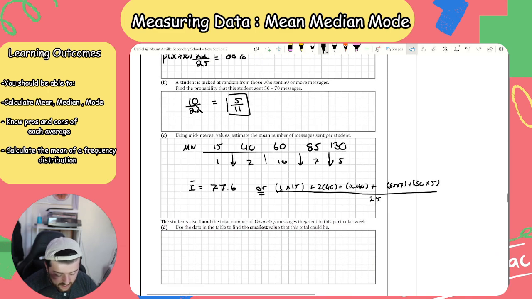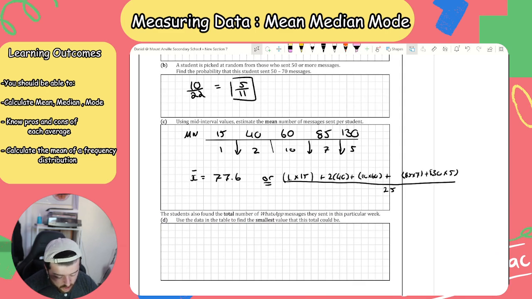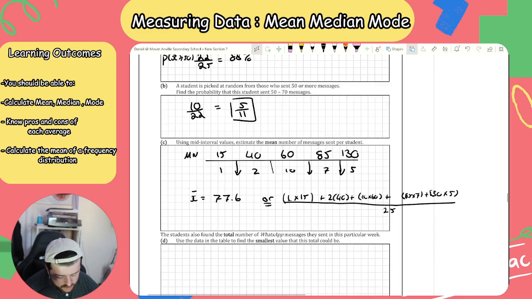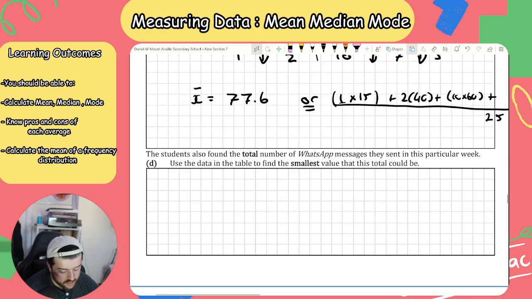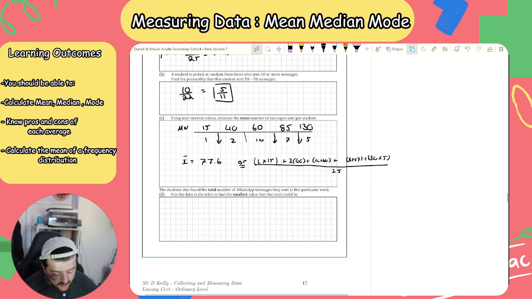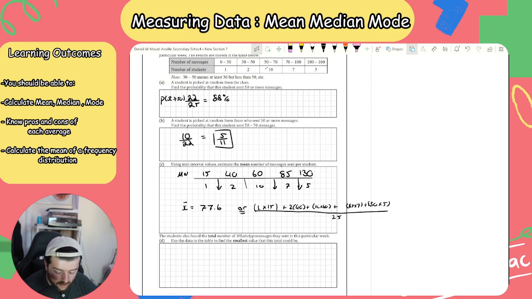Right. Finally, the student also found the total number of WhatsApp messages they sent in a particular week. Use the data in the table to find the smallest possible value that this total could be. So the smallest possible value.